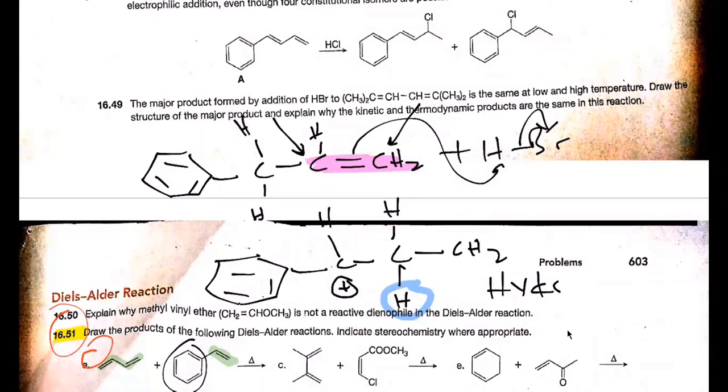Remember when we were doing substitution and elimination? And we said that sometimes you can do a hydride shift and go from a carbocation that's less stable to one that's more stable. And let me rewind this. So this is the beauty of doing.